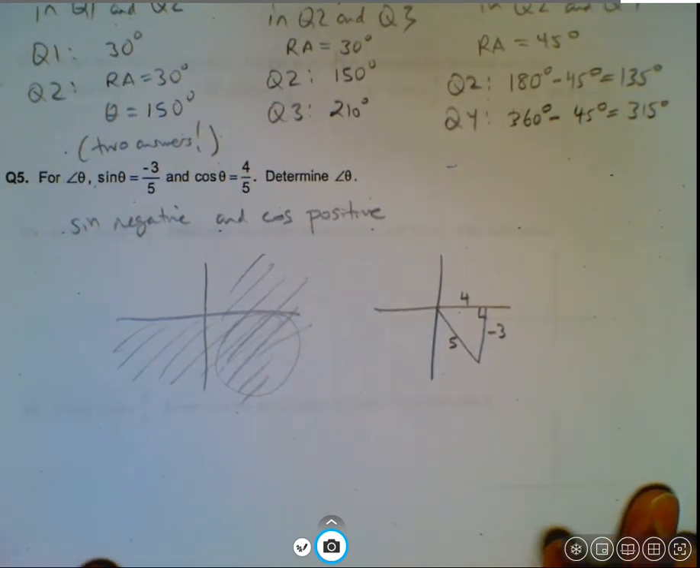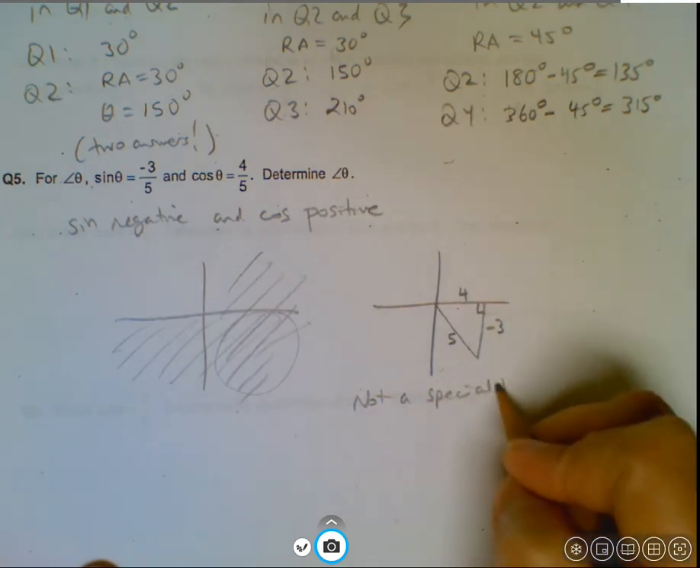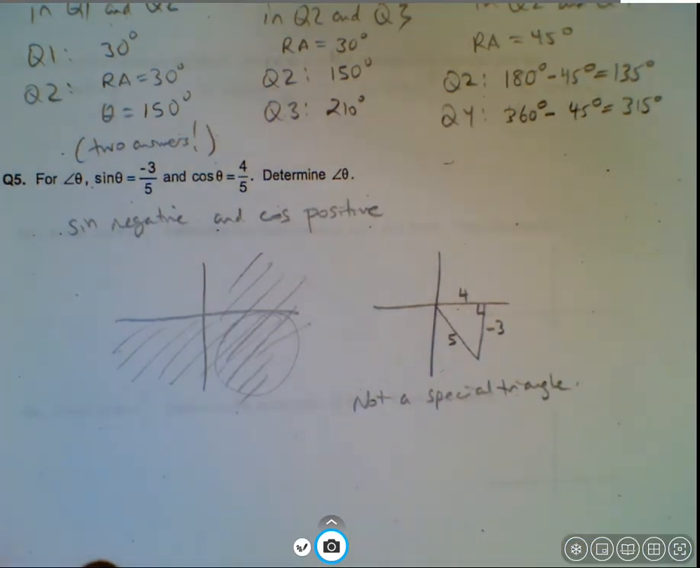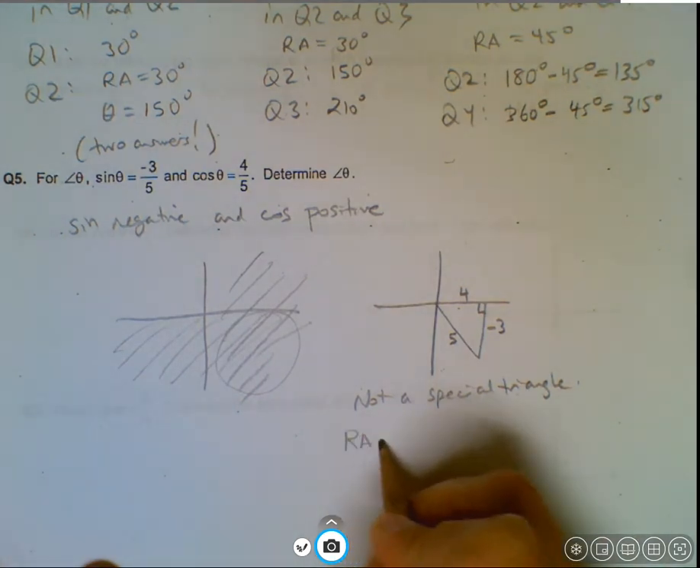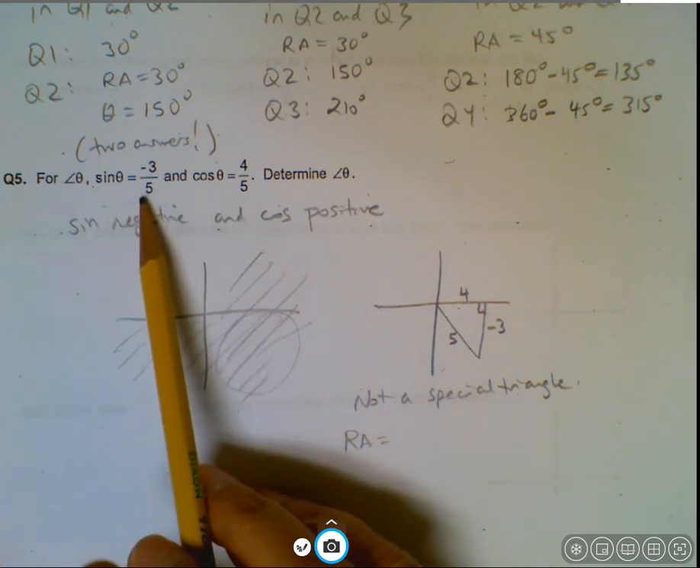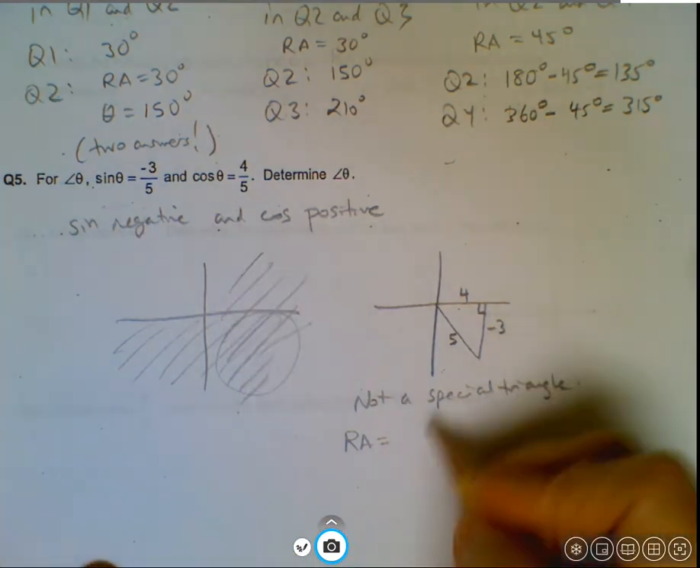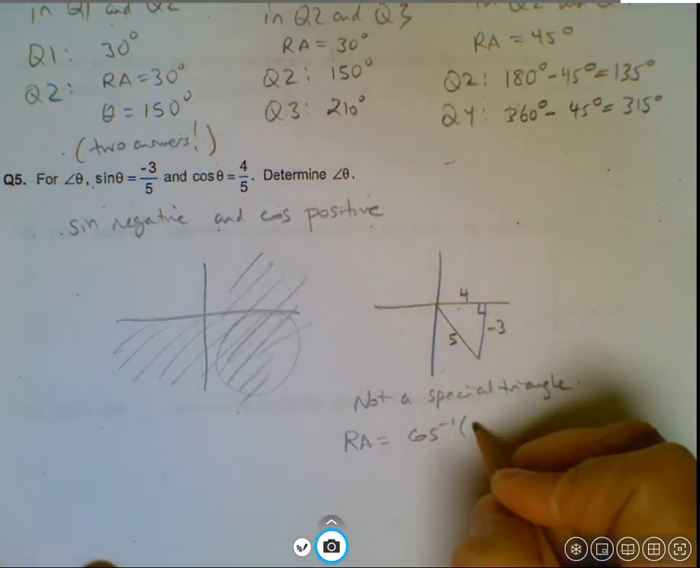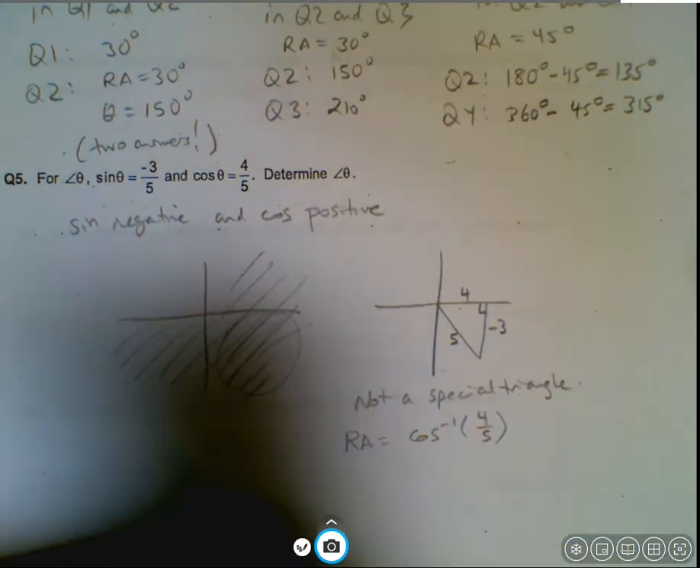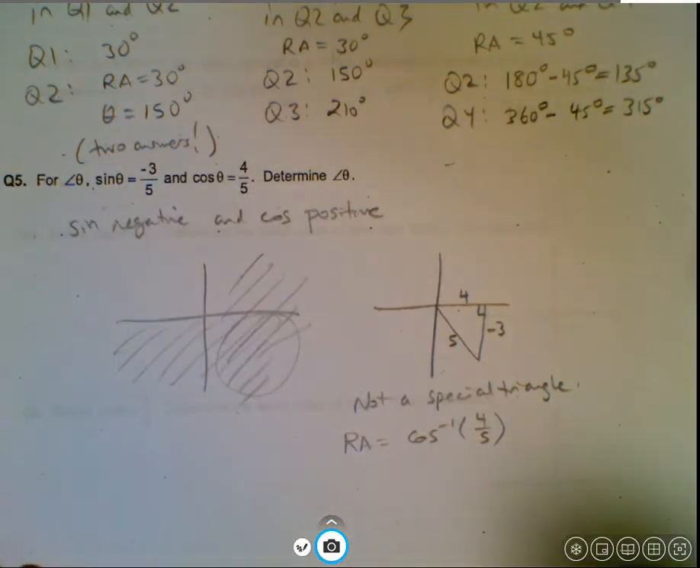Now I'm going to need the calculator because this is not a special triangle. So I do need to figure out what the related angle is. For the related angle, use a positive ratio. Don't use the negative ratio, because remember, the negative ratio just tells us where the triangle is. Use this positive ratio. So it's going to be cos inverse of 4/5, and that's going to be about 37 degrees.